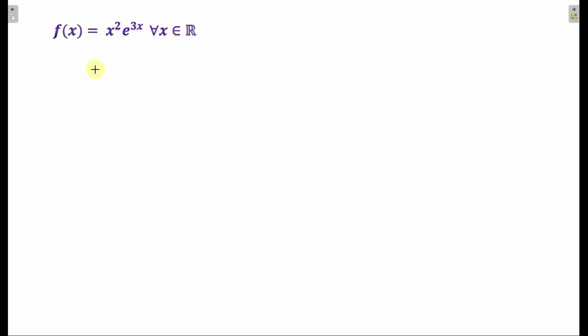See, this is the second problem. F of x is given as x square into e power 3x for all x belongs to R. Again differentiate with respect to x on both sides. F dash x is equal to, here I am using the product formula. First function as it is, derivative of e power 3x, plus e power 3x as it is, derivative of x square.